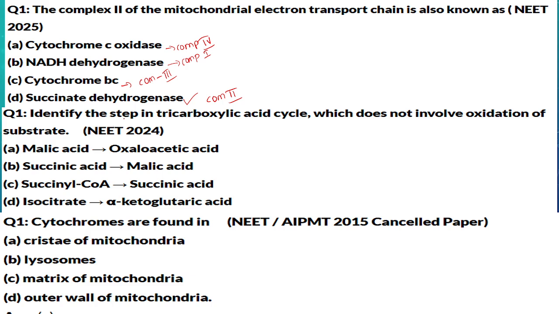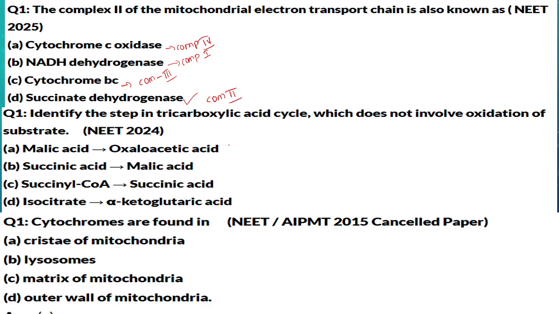And next question is, identify the step in tricarboxylic acid cycle which does not involve oxidation of substrate. In these 4 options, we have to identify that reaction that does not involve the oxidation of substrate. Option A, malic acid to oxaloacetic acid. Option B, succinic acid to malic acid. Option C, succinyl CoA to succinic acid. Option D, isocitrate to alpha ketoglutaric acid.